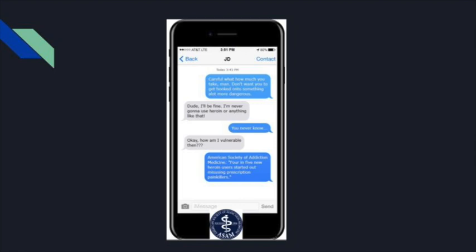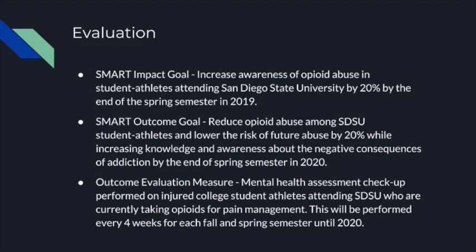Our SMART impact goal is to increase awareness of opioid abuse in student athletes attending San Diego State University by 20% by the end of the spring semester in 2019. Our SMART outcome goal is to reduce opioid abuse among SDSU student athletes and lower the risk of future abuse by 20% while increasing knowledge and awareness about the negative consequences of addiction by the end of spring semester in 2020.